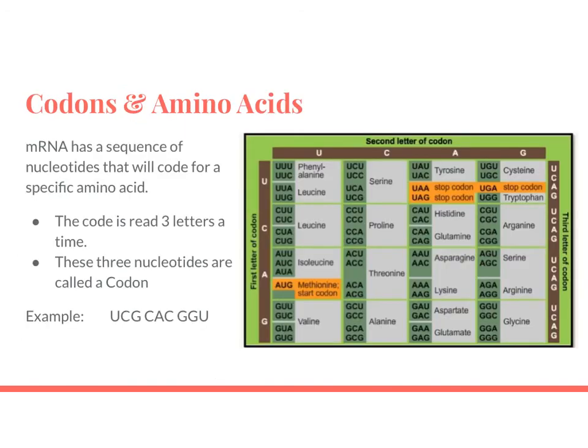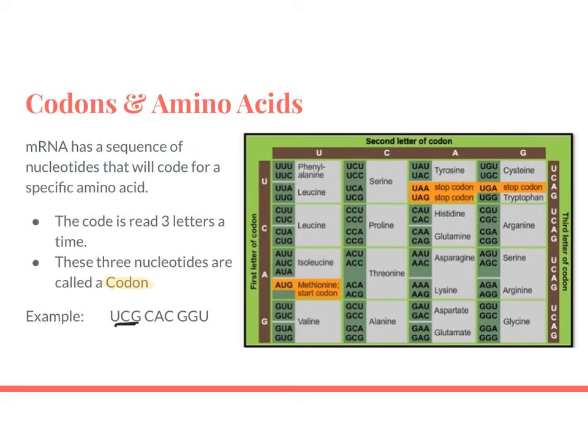The next thing that we're going to look at is codons and amino acids. So now that we have our little mRNA strand, how are we going to make those into proteins? Well, mRNA has a sequence of nucleotides that will code for a specific amino acid. The code is going to be read 3 letters at a time, and these 3 letters are creatively called a codon. So for every 3 letters, we have a codon. So we have an example right down here where we have UCG, so that would be 1 codon.